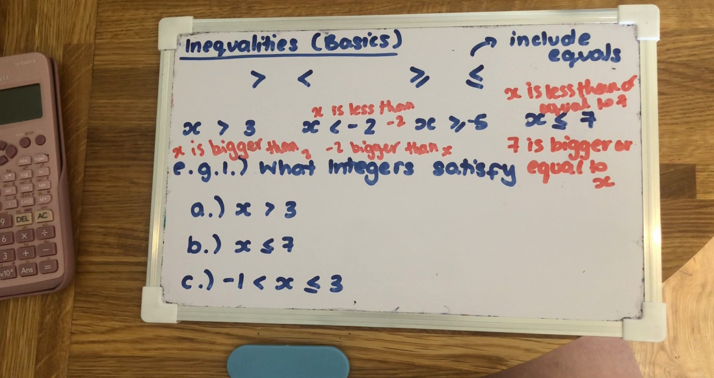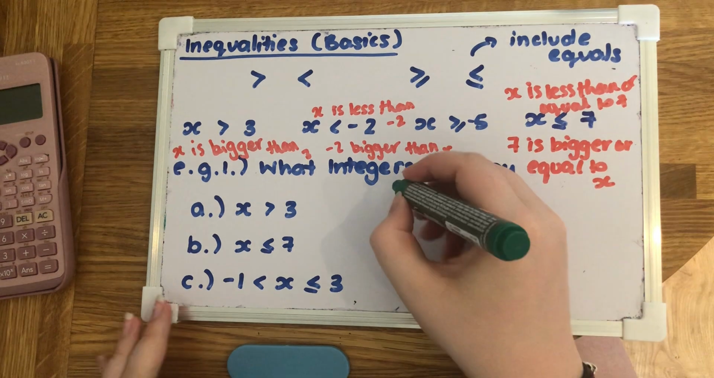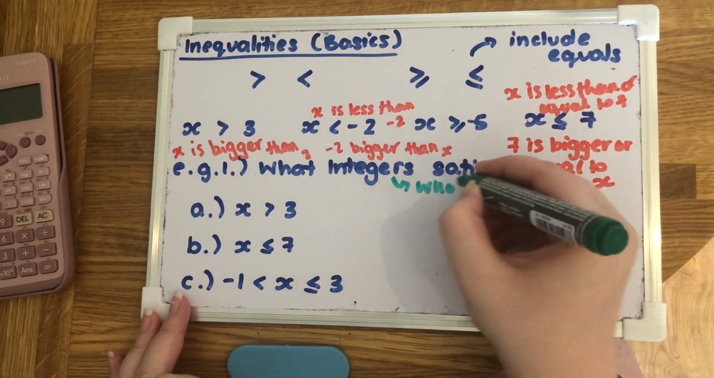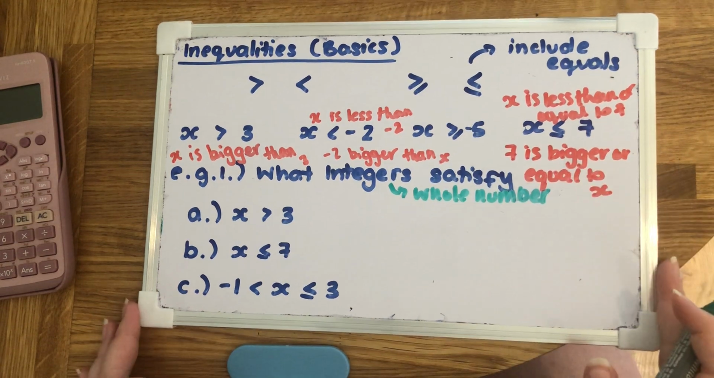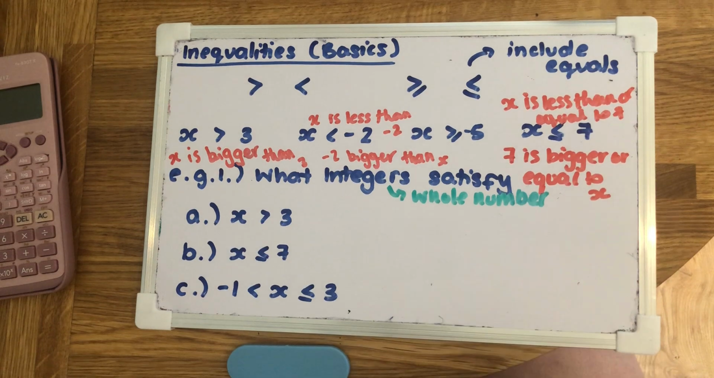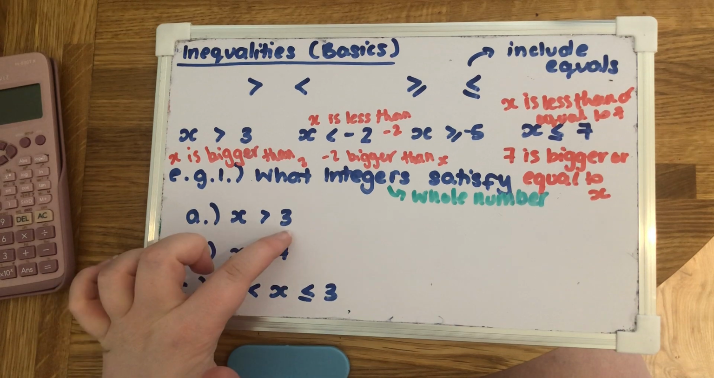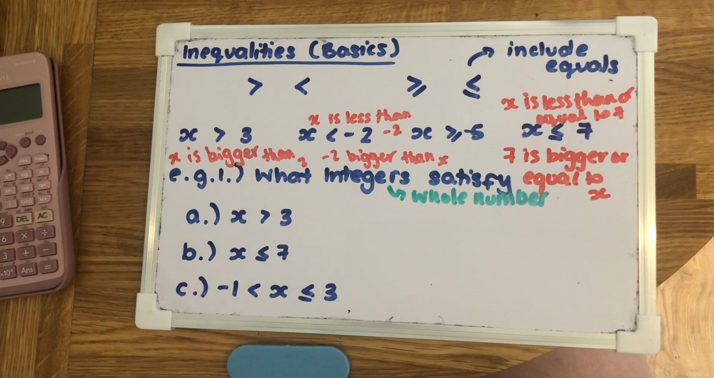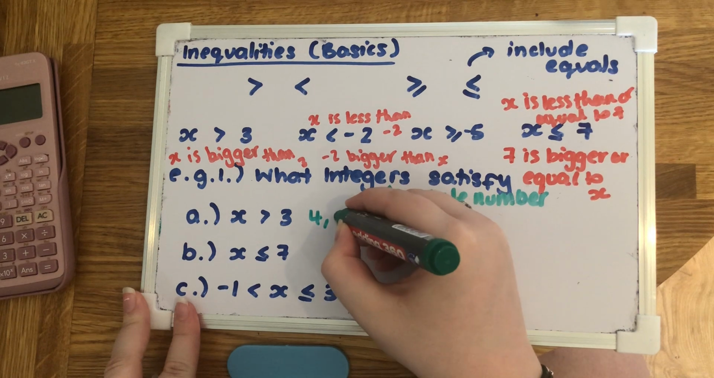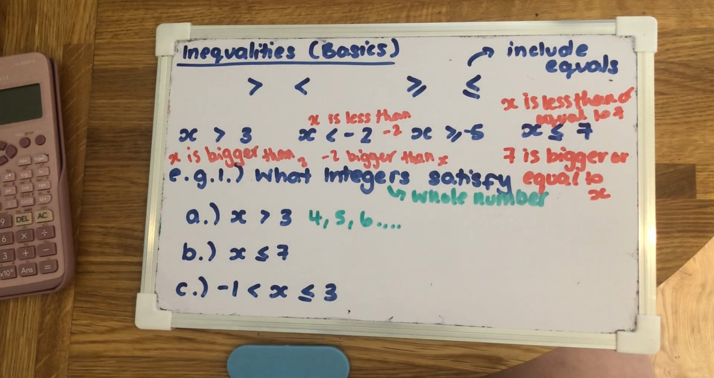The first sort of question that you could get is, what integer satisfies these inequalities? Integer, if you're not sure, just means whole number. Satisfies means what number could x be so that that inequality works. This one here means that x is bigger than 3, like what we wrote here. So logically, we think of what numbers are bigger than 3. It could be 4 or 5 or 6. Anything bigger than 3.